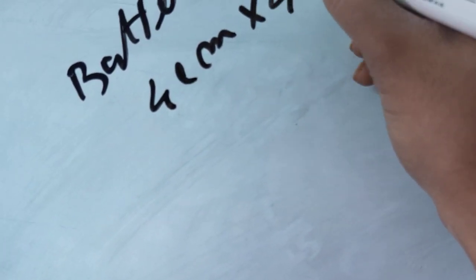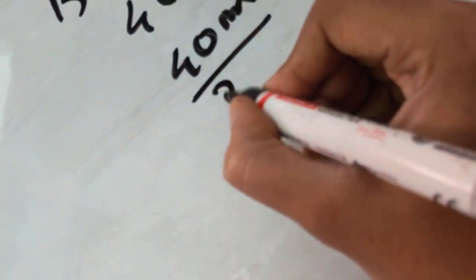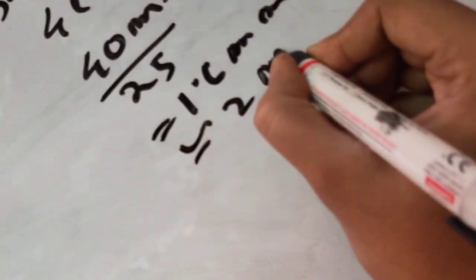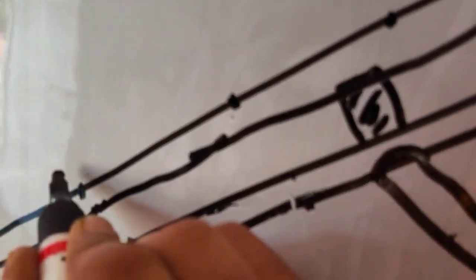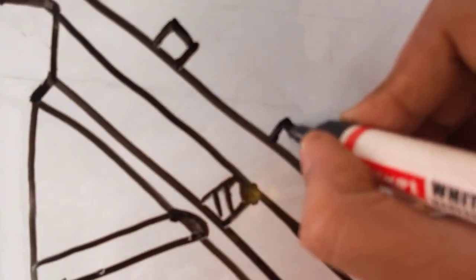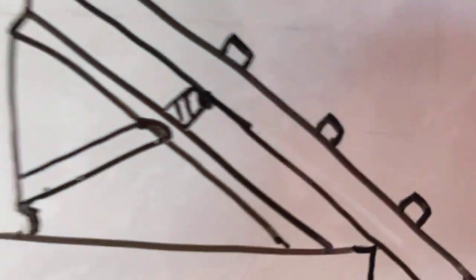Size of the battens is 4 centimeter by 4 centimeter square. So 4 centimeter means 40 millimeter. Our scale is 1:25. So how much are we going to draw to represent 40 millimeter? 1.6 millimeter or approximately 2 millimeter. So we are going to draw 2 millimeter by 2 millimeter squares. These are squares.